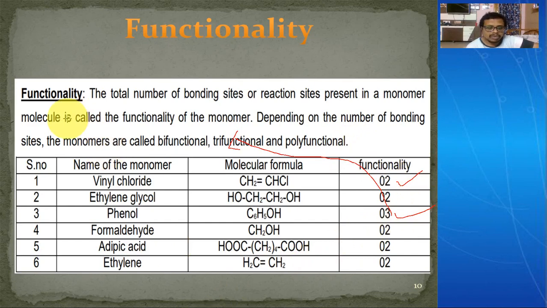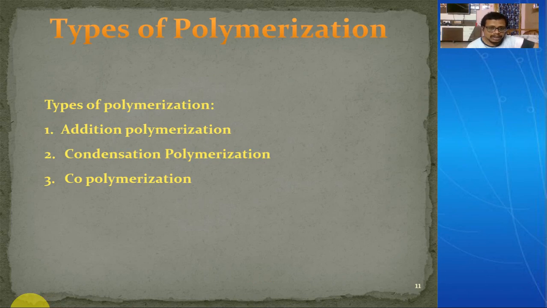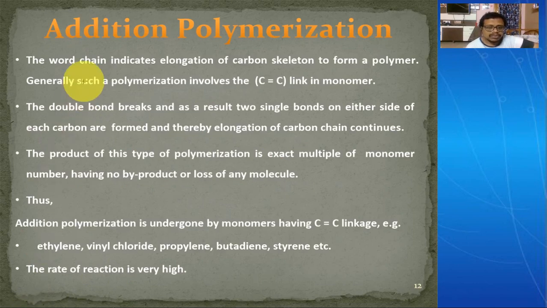So what is the use of functionality? By knowing the functionality, bi, tri or poly, we will know the structure. Okay. Now we will discuss something very important: the types of polymerization. There are three types of polymerization: addition, condensation, and copolymerization. Let us talk about addition first. Addition is also called chain polymerization.